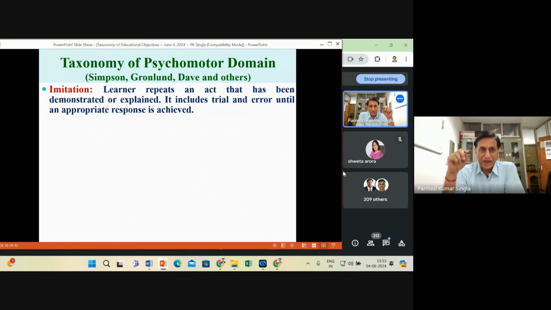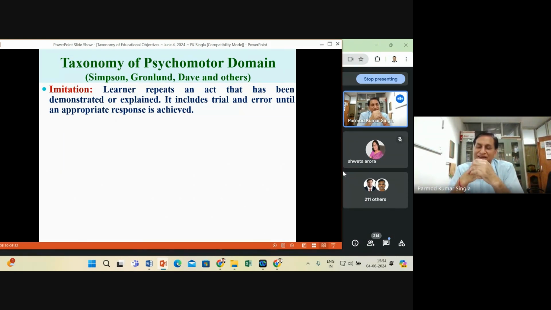They said, as in the case of intellectual capability, it started from knowledge, then comprehension, then application, and then analysis and other things. They said your psychomotor domain, your ability to do things, starts with imitation. You do a thing and the student repeats that. The learner repeats an act that has been demonstrated or explained. It includes trial and error. They try to do something which has been demonstrated to them. They try to imitate.